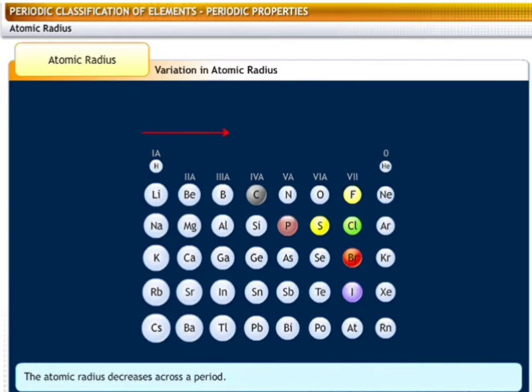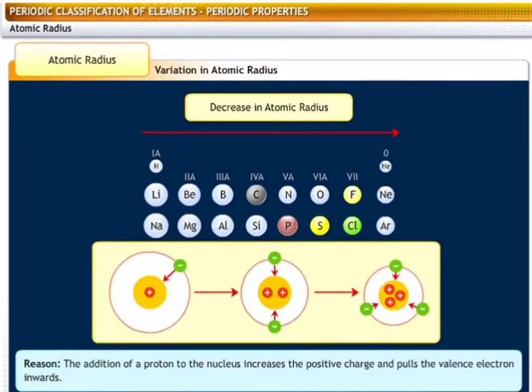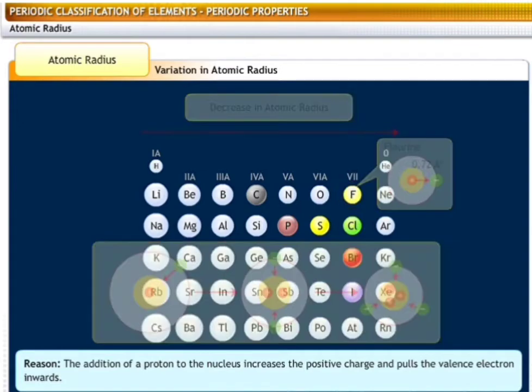Atomic radius decreases across a period. This happens due to the addition of a proton to the nucleus, which increases the positive charge. This pulls the valence electron inwards, resulting in a decrease in the atomic radius. Fluorine, a halogen atom, has the smallest atomic radius of 0.72 angstrom units.